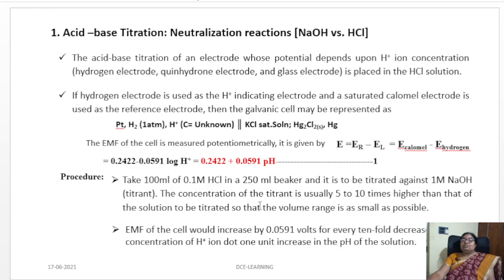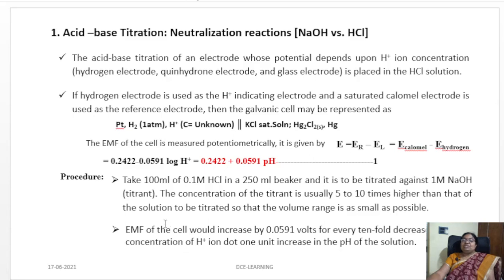You must know that whenever the analyte solution is titrated by the titrant, you have to keep the volume range at 0.5 or 0.2 to 0.5. So the EMF of that cell would increase by 0.059 volts for every 10-fold decrease in the concentration of the H plus ion, that is, one unit increase in the pH of the solution.